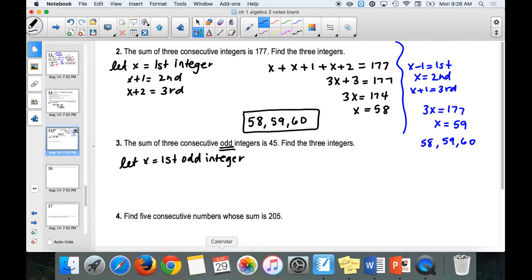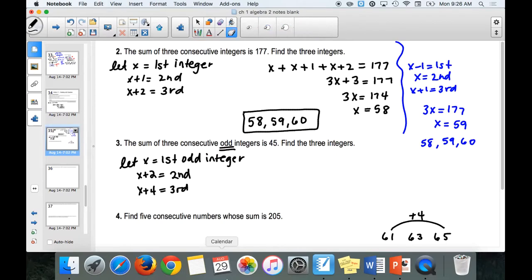Okay, so let's think about it. If I had 61, 61 is an odd integer, right? What is the next odd integer? 63. So you have to add 2 to it. Does that make sense? So that means x plus 2 is the second odd integer. And then x plus what? 4. Because if I had 61, then 63, and the next one is 65, I'm adding 4 from the original one, right? So x plus 4 would be the third odd integer.